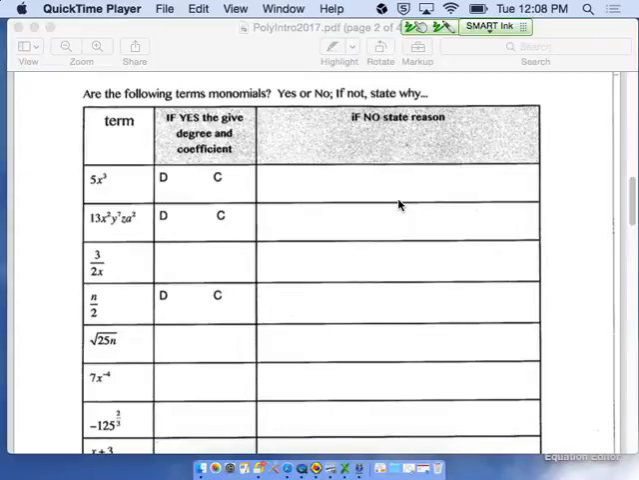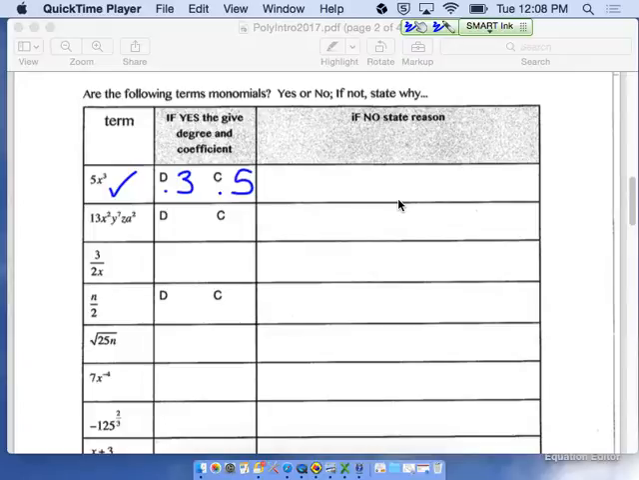Okay, moving on, looking at this little chart, trying to figure out if the following terms represent monomials, and if so, can you give the degree of the monomial and the coefficient of the monomial? I'll do a few with you and let you think about the others on your own. 5x cubed is definitely a monomial, so that's a yes. It's a degree 3, and the coefficient is 5. So it's your basic monomial.